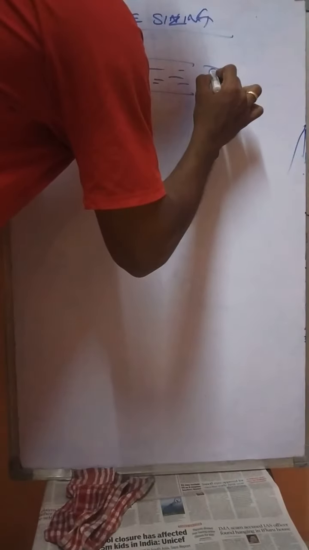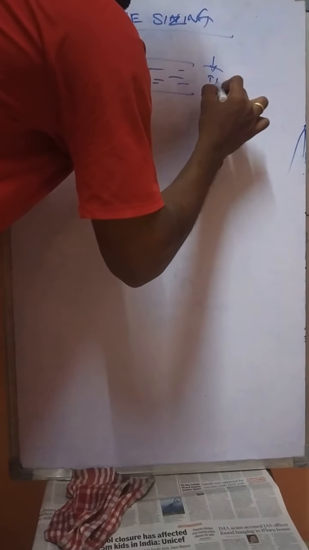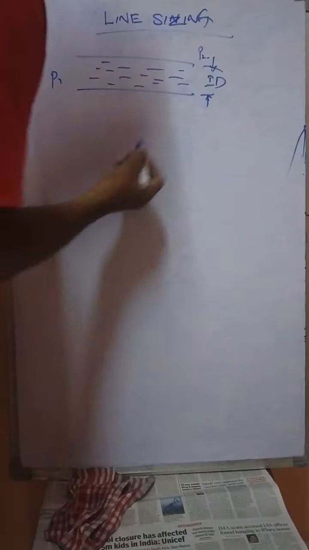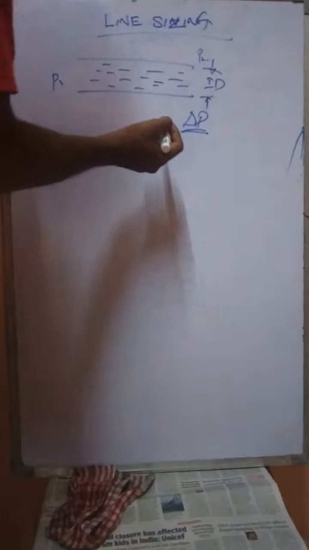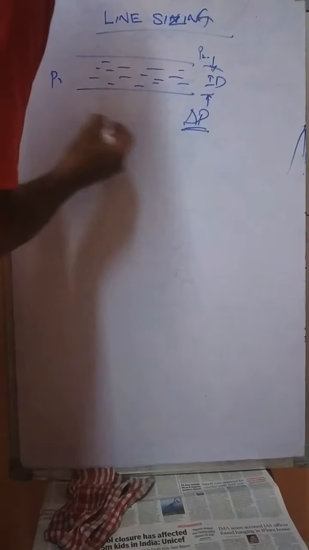So consider a pipeline handling some fluid. Usually we take water. Water is flowing with P1 at one point, having some ID, and P2 at some other point. While the fluid is traveling, based on the size, the pressure also keeps on changing. What will be the change in pressure, that also we are going to find out.